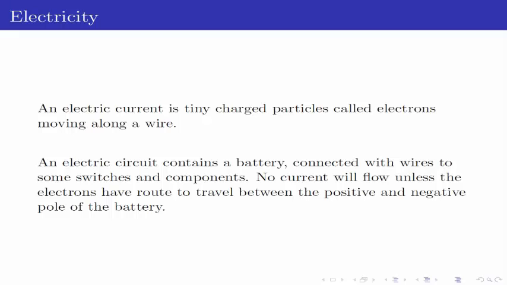Electricity or electric current is tiny charged particles called electrons which flow along a wire. An electric circuit will have a battery in it, and then it will have wires running between the positive and the negative terminal, and some components and switches attached to the wires. No current will flow unless the electrons have a route to travel between the positive and the negative pole of the battery. So a switch works by breaking the circuit or reconnecting it again.